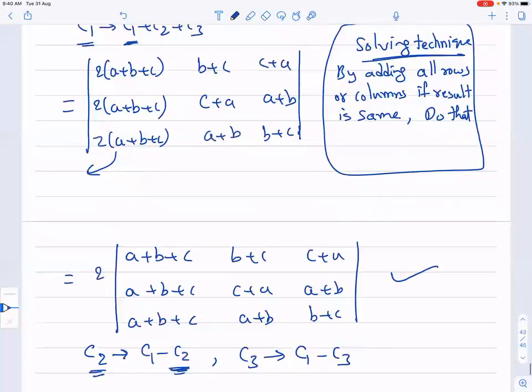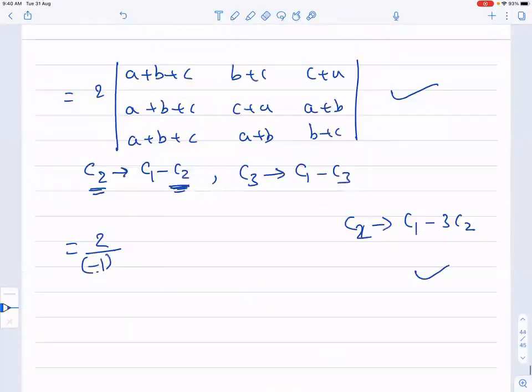Students, is it clear? Yes. So here -1 is the coefficient. We are going to divide by that. And even here, C3 is being replaced with C1 minus C3. The coefficient of C3 is -1. So we are going to divide by -1. So 2 -1s are there, so not much issue.